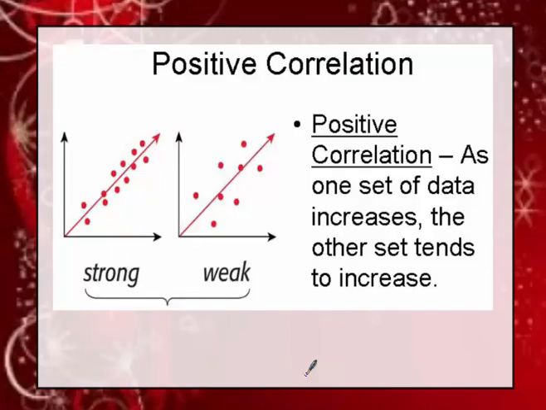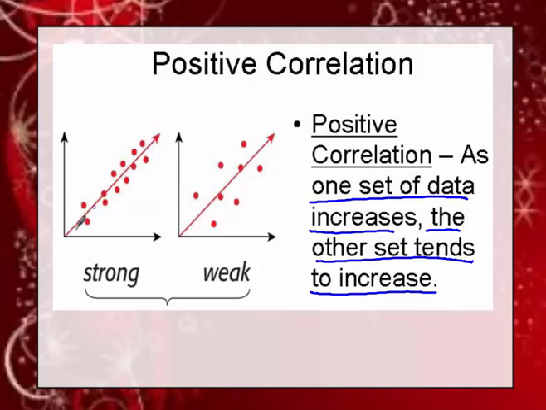Well, let's take a look at positive correlation. Positive correlation is a graph that's going uphill. It says positive correlation is as one set of data increases, the other set tends to increase as well. That's a positive correlation. So we can think of it as something that we already know as slope. Positive slope is going uphill, positive correlation is going uphill. You'll notice that we also have a strong correlation here.